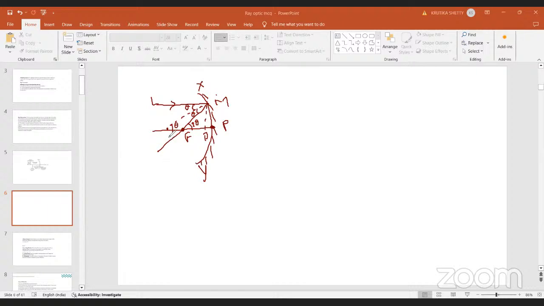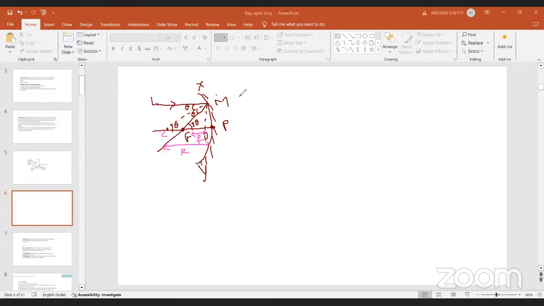So this is the center of curvature point. You know that the distance between the center of curvature and the pole is called the radius of curvature. The distance between the pole and the focus is called the focal length.